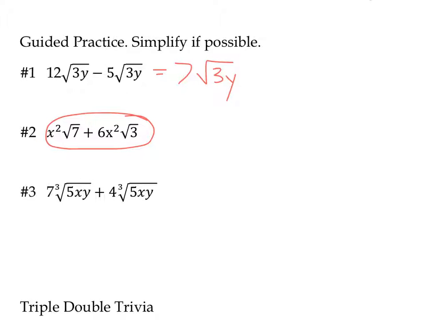In the next example, we have the same root. They're both third roots, and then we have 5xy inside the radical sign. So we can add, in this case, the 7 and the 4 together, and we'll end up with 11 cube root of 5xy. Again, we add the 7 and the 4 to get the 11, and the radical part stays the same. Like radicals, we add the number in front of the radicals, and the radical itself stays the same.